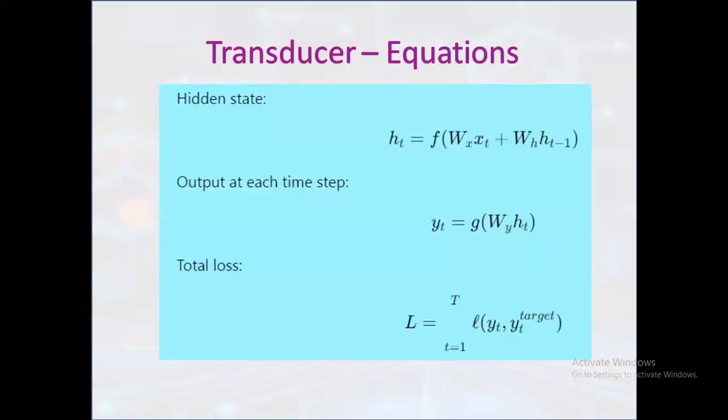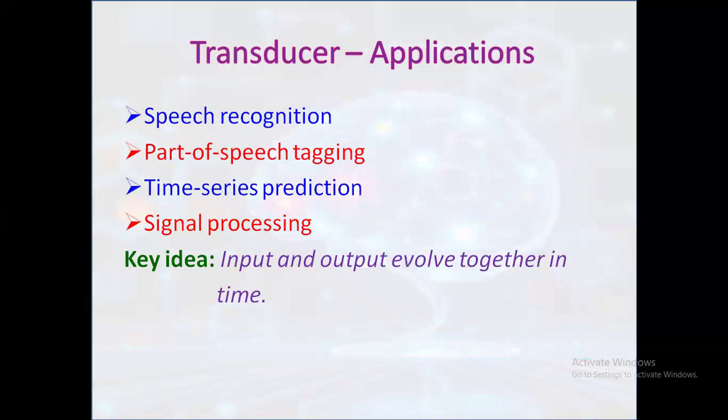Here the hidden state equation is computed as h_t = f(W_x x_t + W_h h_(t-1)), as before. The output at each step is given by y_t = g(W_y h_t), where g is the activation function. This preserves the temporal continuity. And finally the overall loss function is L = summation over t = 1 to T of L(y_t, y_t target), which accumulates the error across all time steps. So these are the applications of the transducers.